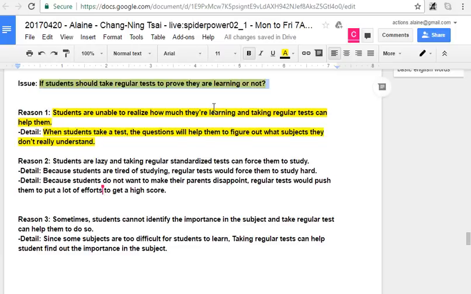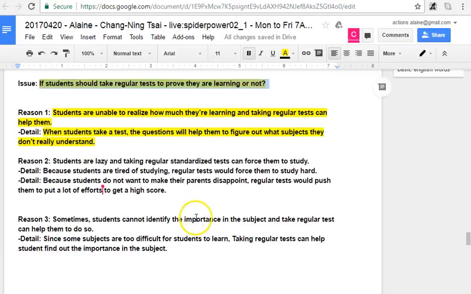Okay, I'm done. Okay, let us check your rephrasement statement. So for the details, because students do not want to make their parents disappoint, regular tests would push them to put a lot of efforts to get a high score. Very good. Much better. See, once you elaborate your reasoning, it will provide you this kind of statements, a much more concise and organized answer.